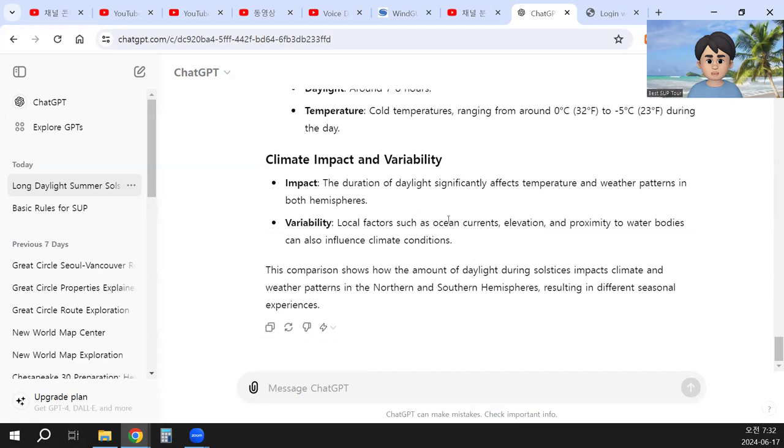Climate impact and variability: the duration of daylight significantly affects temperature and weather patterns in both hemispheres. Location factors such as ocean currents, elevation, and proximity to water bodies also influence climate conditions. This comparison shows how the amount of daylight during the solstice impacts climate and weather.